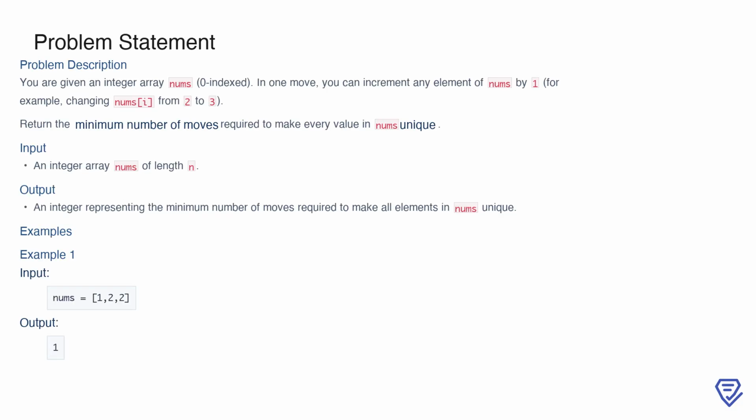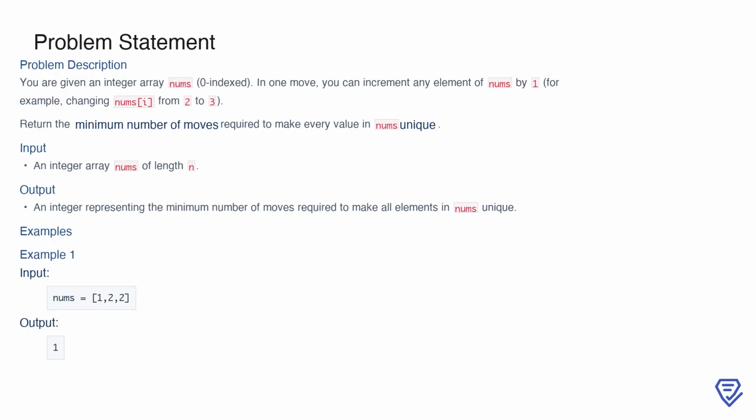In this problem, you're given an integer array called nums. Your task is to make all the values in the array unique. To do this, you can increment any element in the array by 1 as many times as needed. For example, if an element is 2, you can change it to 3 in one move. The goal is to determine the minimum number of moves required to make all the elements in the array unique.